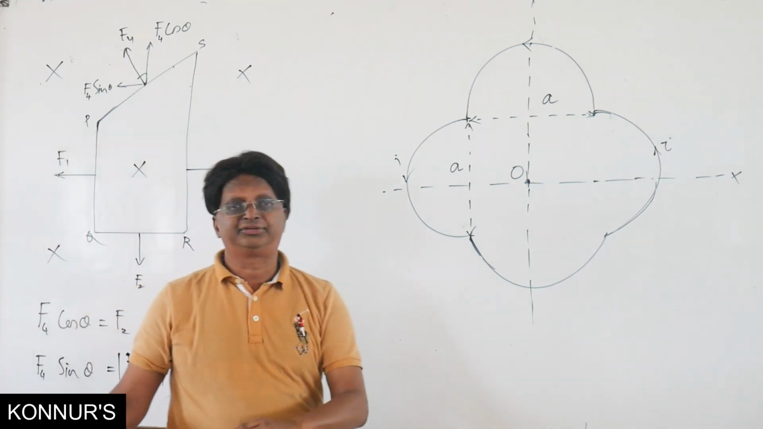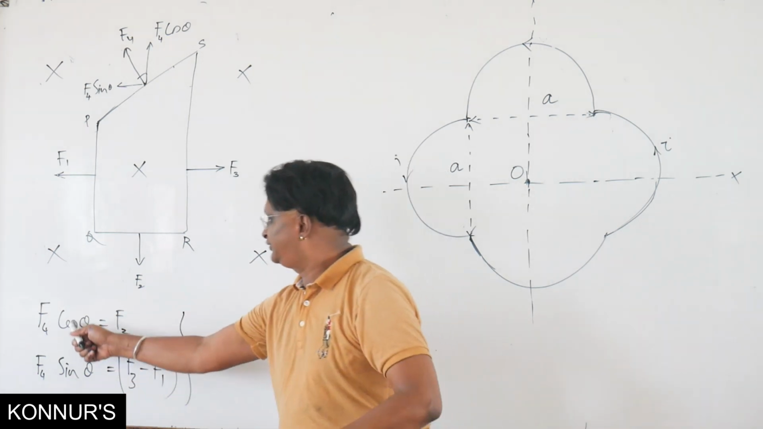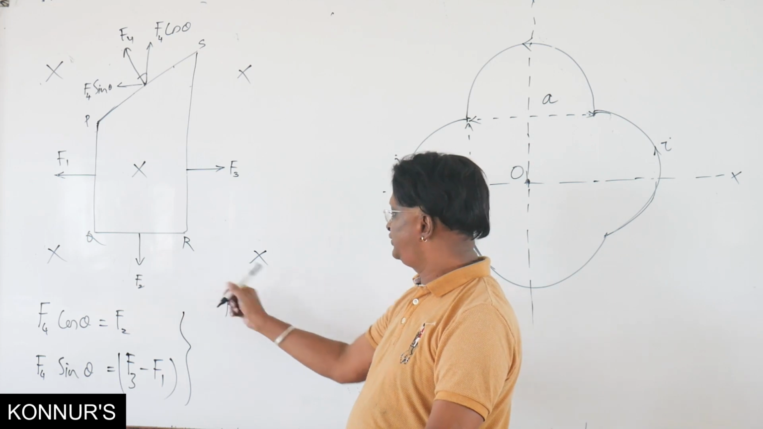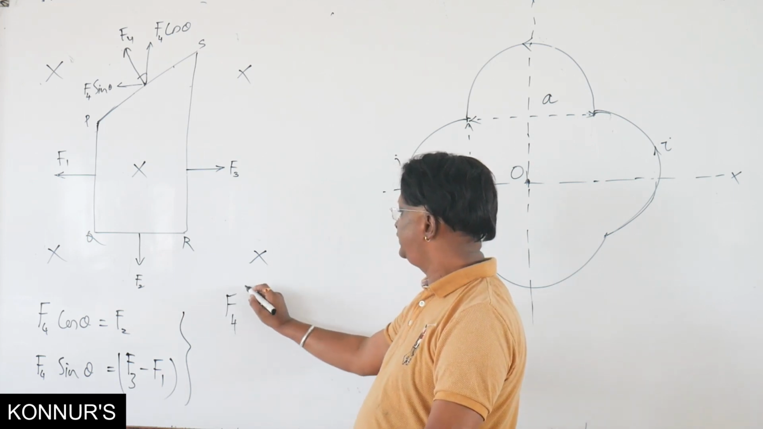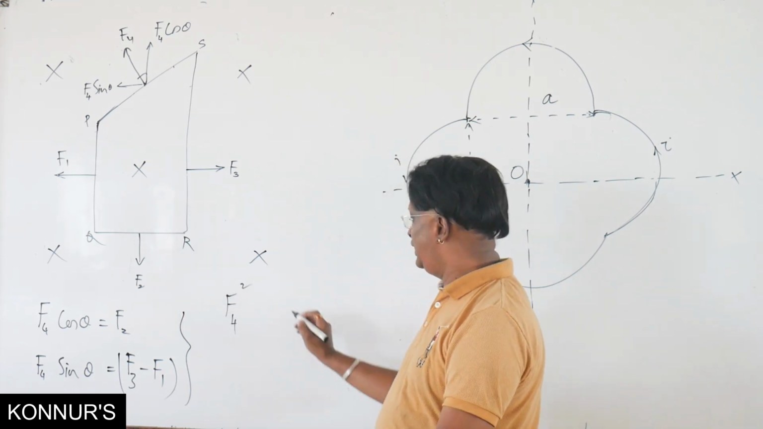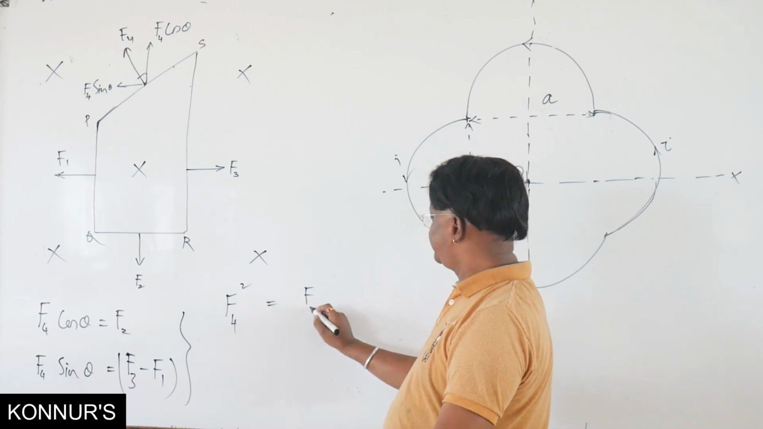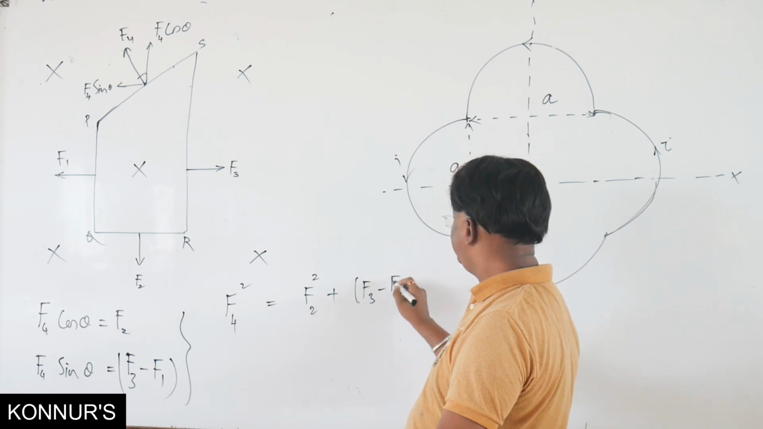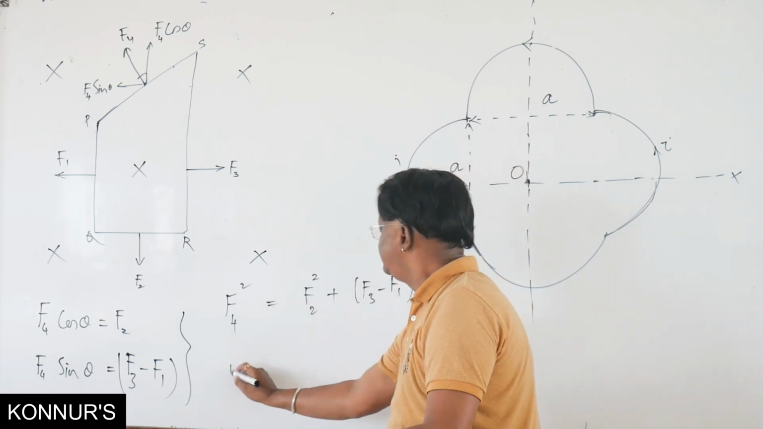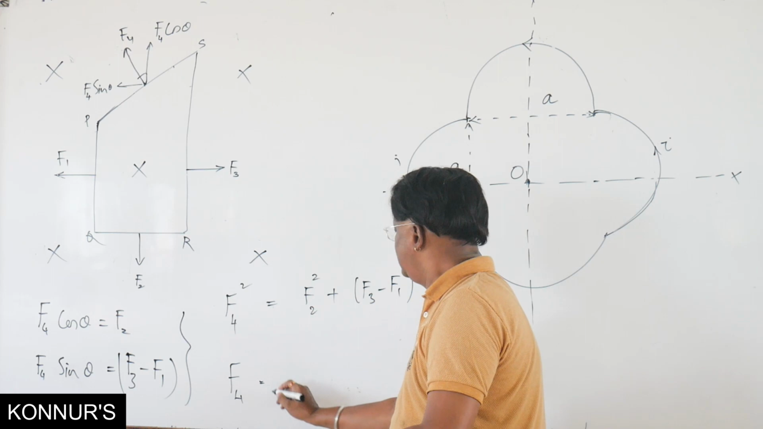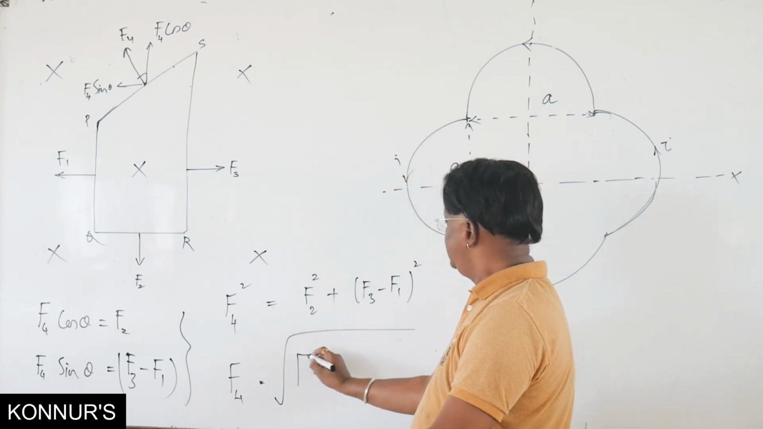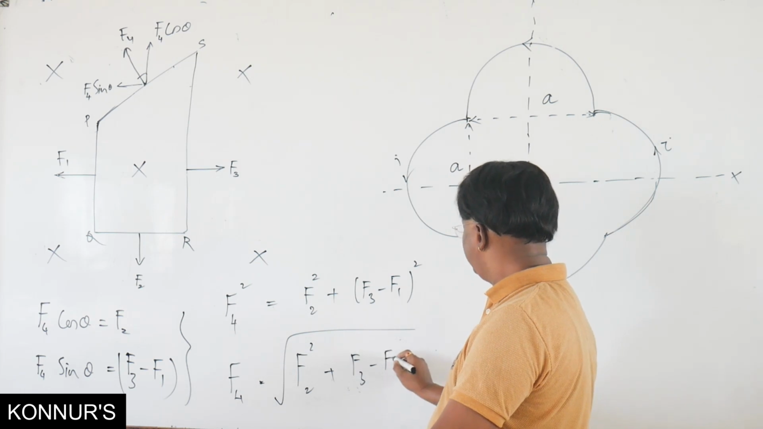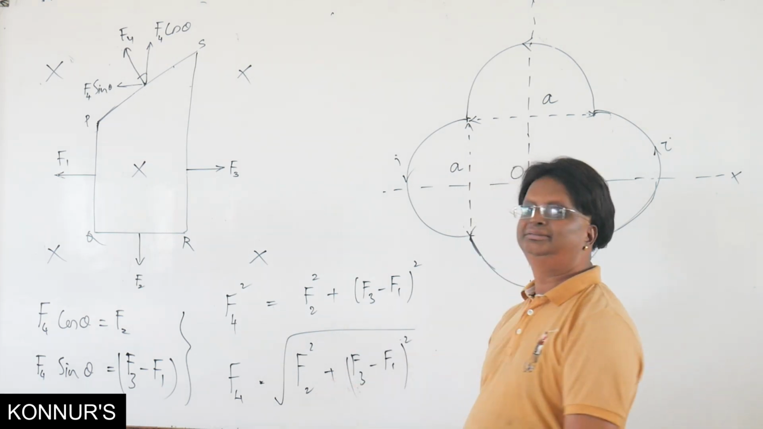Now we have two equations. Square them and add them. Both the expressions squared. Therefore, F4 cos squared theta plus F4 sin squared theta, that is F4 squared, is equal to, squaring and adding, F2 squared plus F3 minus F1 whole squared. Therefore, our answer is F4 under root, we are writing it as F2 squared plus F3 minus F1 squared.